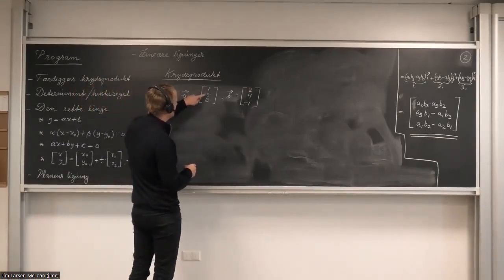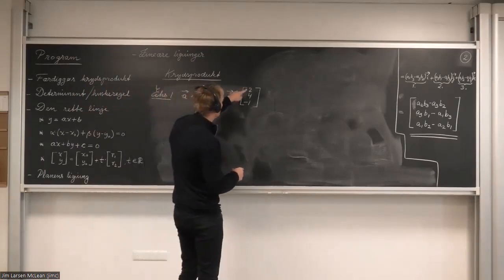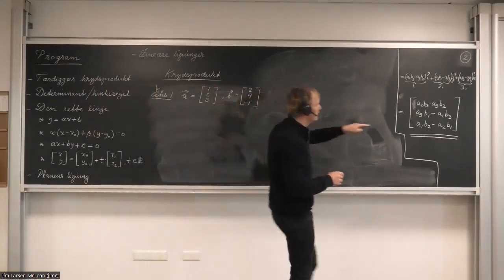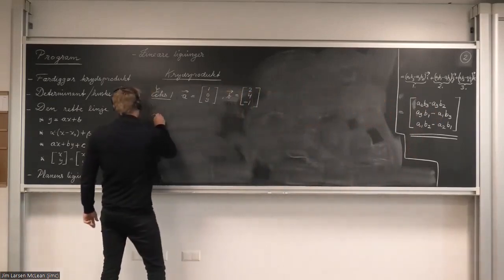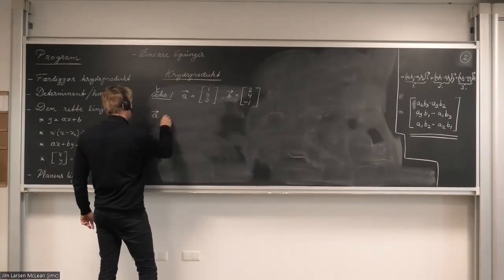It's A2, A3, B1, B2, B3. So we can follow it broadly through this formulation. So it's the cross product between the 2 vectors.